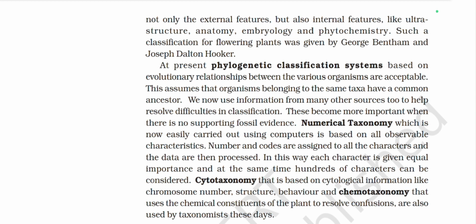We now use information from many other sources too to help resolve difficulties in classification. These become more important when there is no supporting fossil evidence. Numerical taxonomy, which is now easily carried out using computers, is based on all observable characteristics. Numbers and codes are assigned to all the characters and the data are then processed. In this way, each character is given equal importance and at the same time hundreds of characters can be considered. Cytotaxonomy is based on cytological information like chromosome number, structure, behavior, and chemotaxonomy uses the chemical constituents of the plant to resolve confusions; these are also used by taxonomists these days.